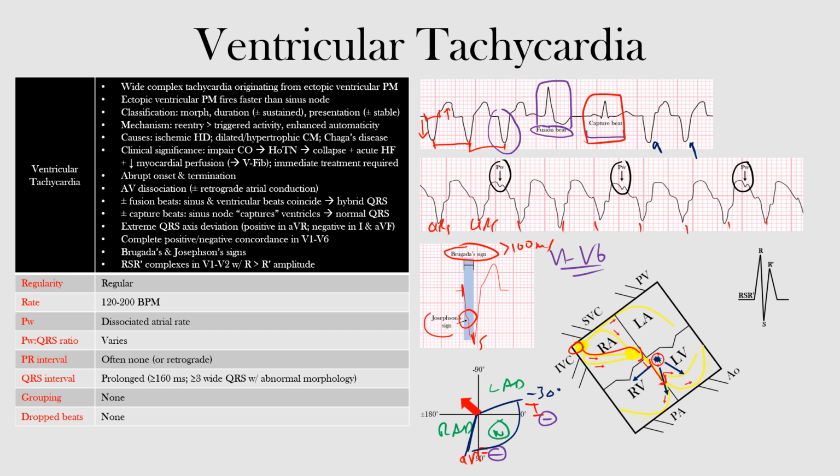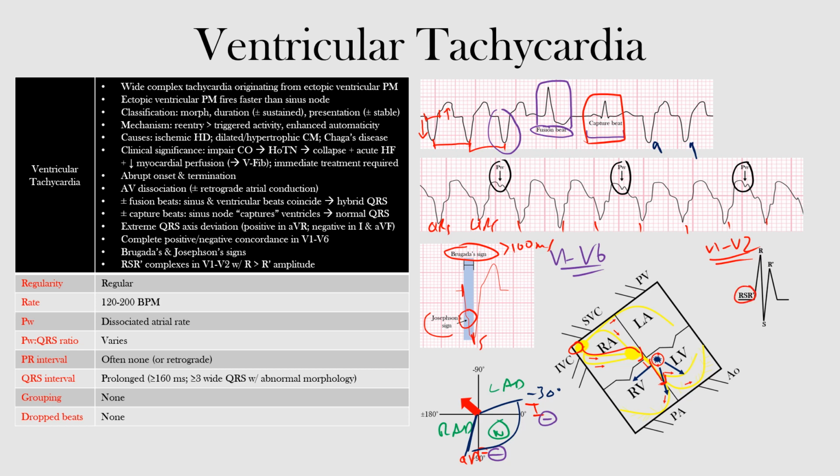And one last thing that we can see, and is specific for VTAC, occurs in the right precordial leads, V1 and V2. We'll see RS-R prime complexes that resemble right bundle branch block. However, in VTAC, the initial R wave of the complex is taller, in contrast to right bundle branch block, in which we have an R prime wave that is taller than the initial R wave, okay?